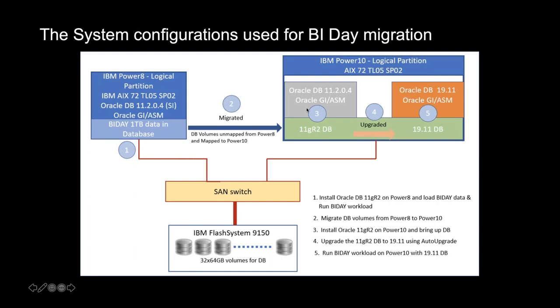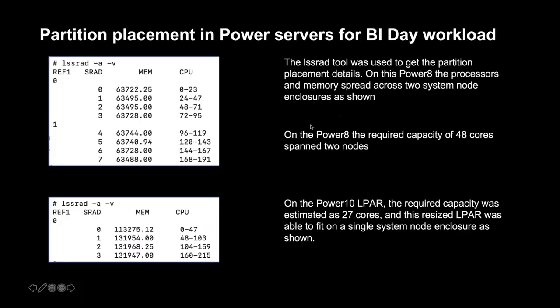We did a similar thing in moving to this. We started out with 11GR2. We switched the database over to the Power 10. We restarted 11GR2 on the Power 10. We did the upgrade using the auto upgrade features and moved on to database 19C. Again, we used the SRAD tool to make sure that we had good placement. I would recommend anyone do this.